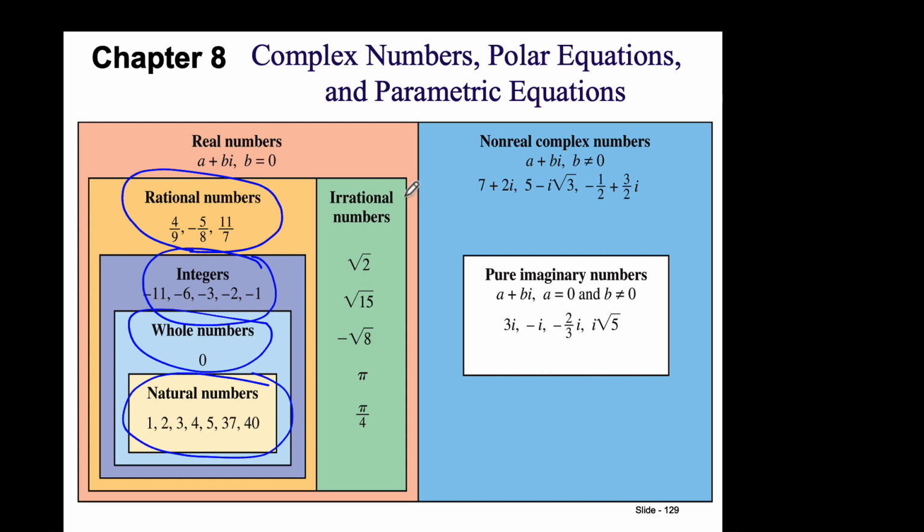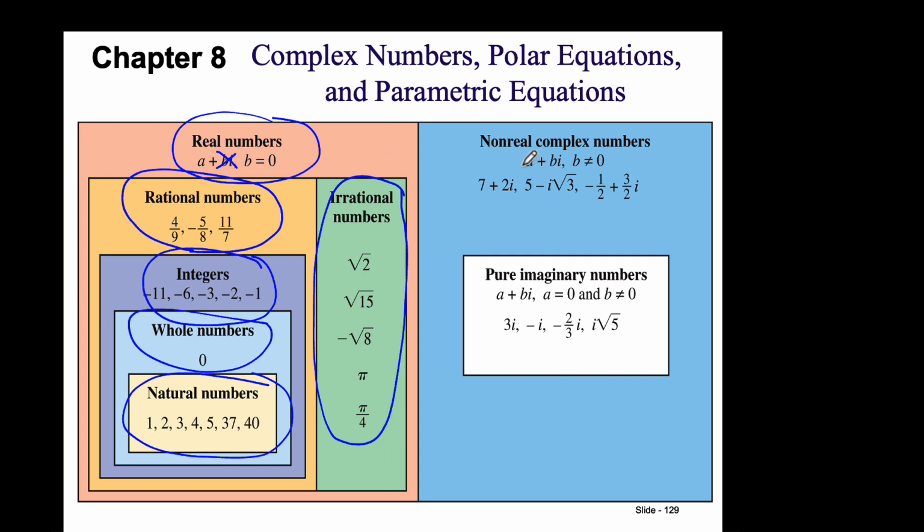There's a set of irrational numbers as well. These cannot be put into the form of an integer over an integer. And this entire subgroup right here is called the real numbers, a plus bi, such that b equals 0. So really it has no bi portion. And I'll talk to you about what i is.